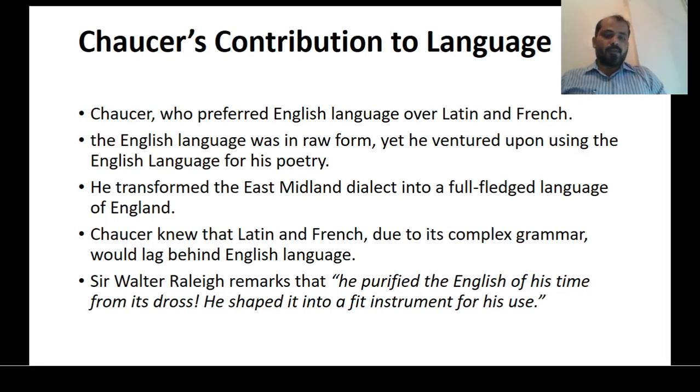Chaucer's contribution to language. What contributions did he make to the English language? Chaucer preferred the English language over Latin and French. The English language was in raw form, yet he ventured to use it for his poetry, the first of its kind. He transformed the East Midland dialect into a full-fledged language of England. Chaucer knew that Latin and French, due to their complex grammar, would lag behind the English language.